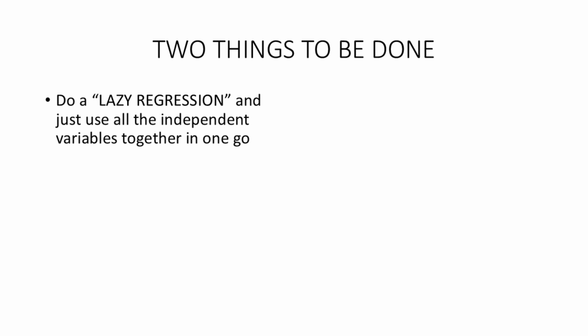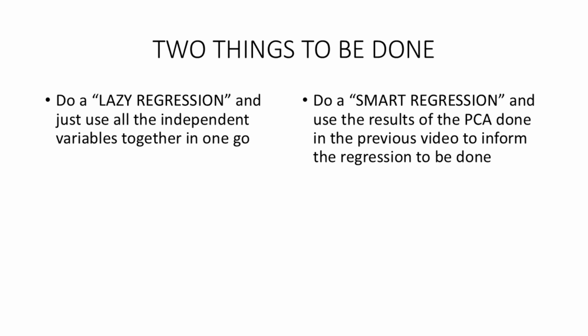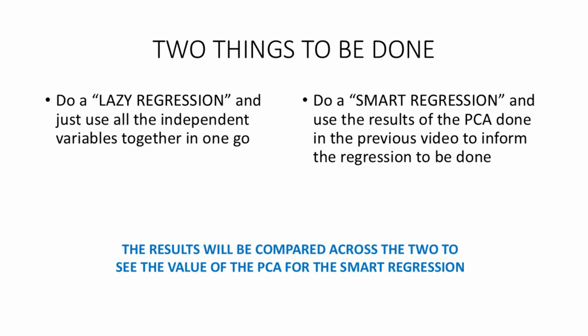Now, we're going to do 2 things here. We're going to do a lazy regression and just use all the independent variables together in one go, simulating what would happen if we just went straight ahead and did regression without doing any prior preparatory work on the data. And on the other hand, we will do a smart regression where we will use the PCA and the analysis we did in the previous video as some sort of prep work. The result of the 2 ways will be compared, and we will also present the idea of the root mean square error to settle which one is a better model.